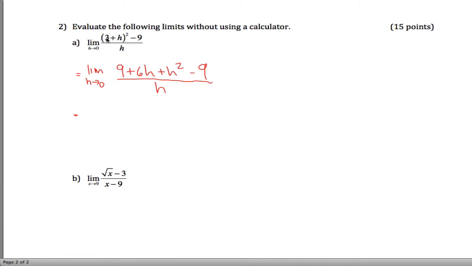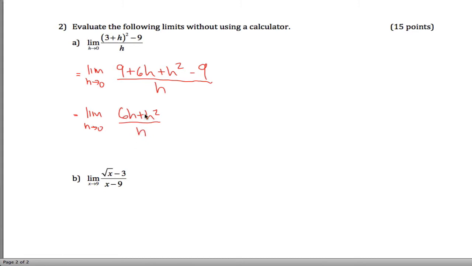So if I just expand this binomial, I get this. And note that now the 9 and the negative 9 cancel out. So I guess the limit as h approaches 0 of 6h plus h squared divided by h. This h is what's causing a problem. It's changing this into a 0, which is making things undefined. So really I want to cancel it out.